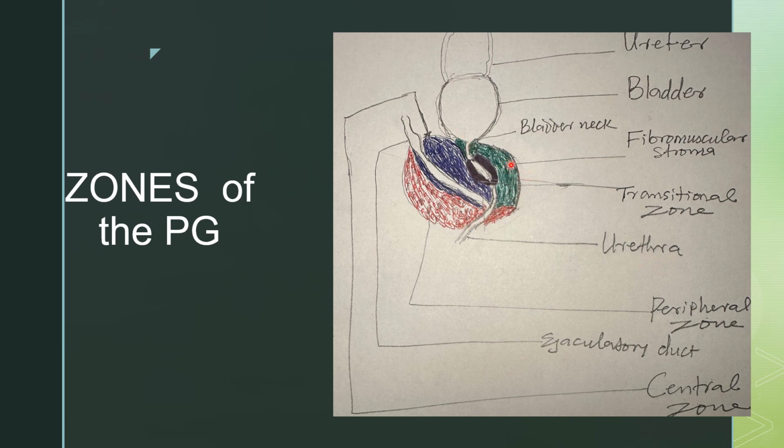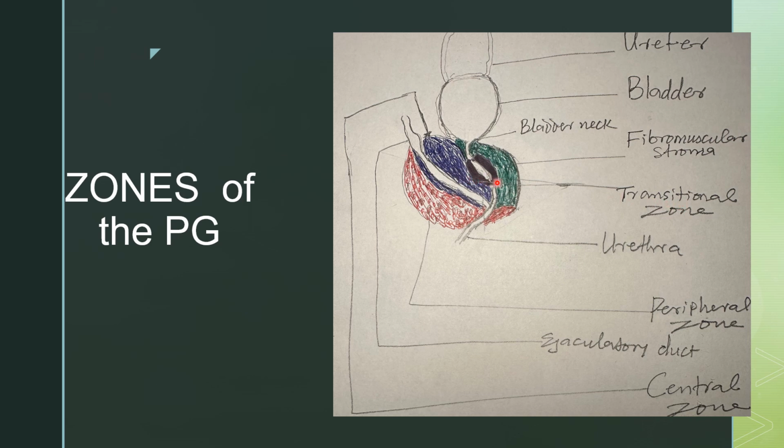Then anteriorly here is the fibromuscular stroma. That contains both smooth and striated muscles, and they form the internal and external urethral sphincter. That is fibromuscular, striated, and smooth muscle. Okay. Then we have the transitional zone.